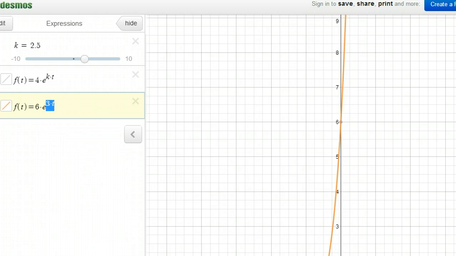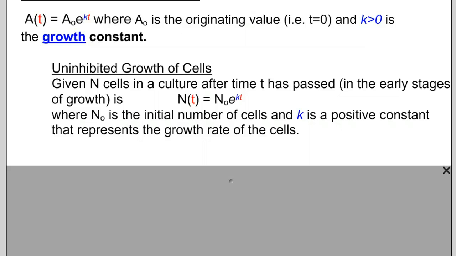So back to the notes, we have an example of an uninhibited growth of cells function, which is an exponential function. So if I want to know how many cells I have in a culture after time t has passed, then that can be described by this function, where n naught is the initial number of cells, e of course is the base, k is a positive constant that represents the growth rate of cells. So some cells grow faster than other cells, so that's why their k value may be higher. And t represents the time. So different types of cells have different constants of growth, and that's what will determine what k is.